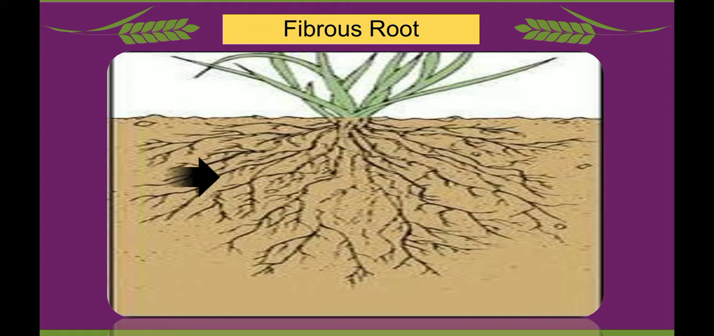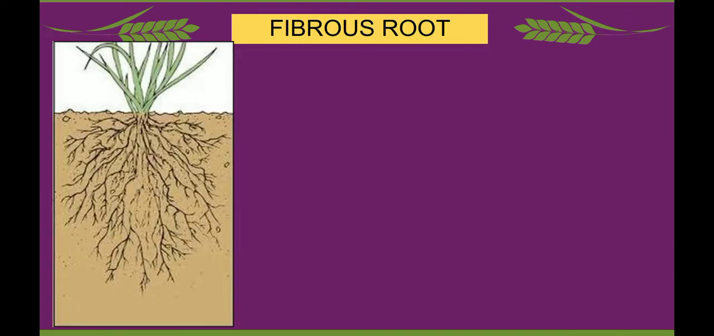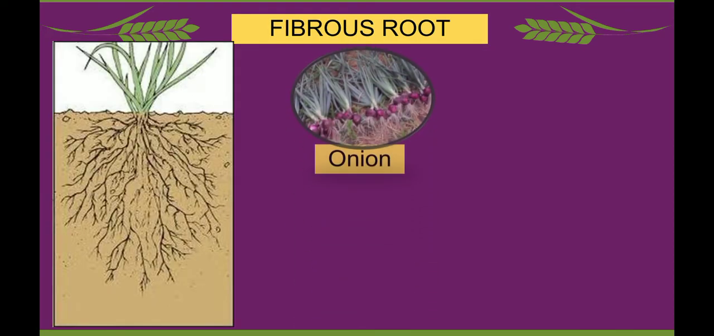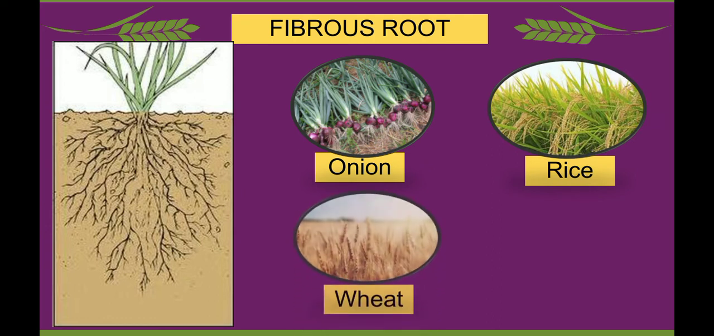Fibrous root. So fibrous root will not have a main root like tap roots. Instead, there is a bunch of roots. So many roots are there. Like you can see in the picture, they are thin and bushy and they grow under the stem. The roots of these plants spread nicely in the soil. Examples for fibrous roots are onion, rice, wheat and coconut.